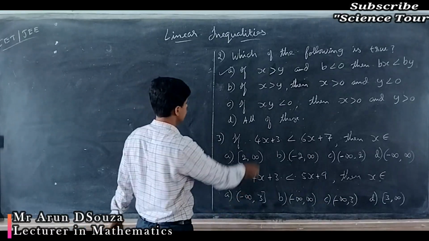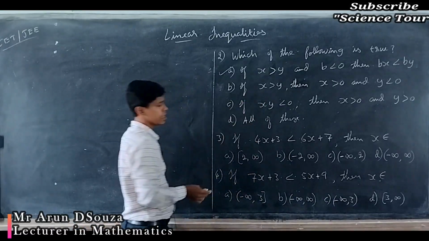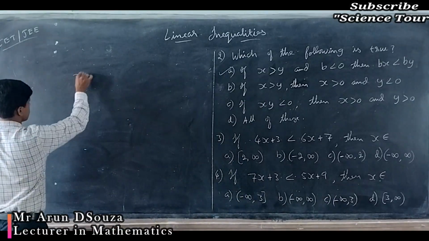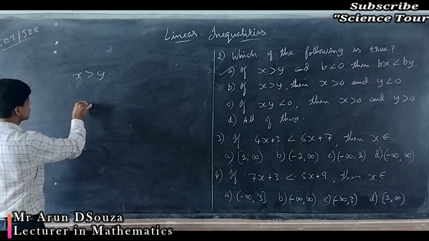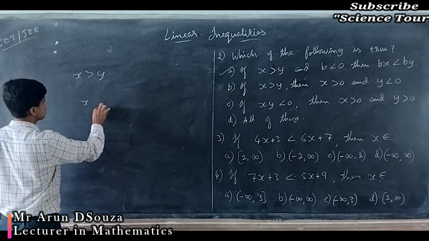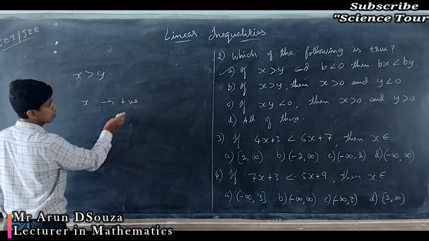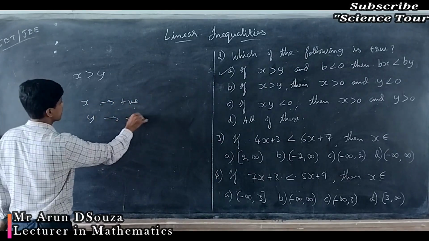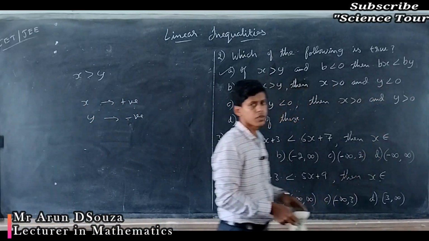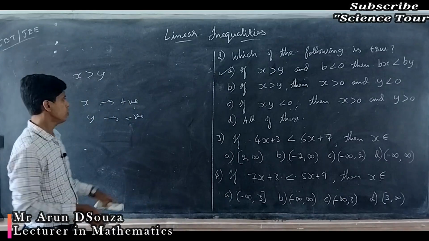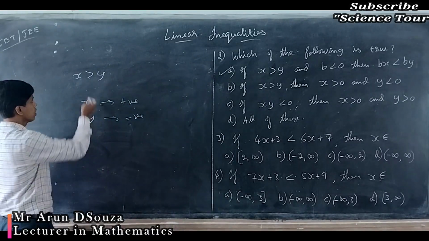In the second option, what do you see? X is greater than y, correct? Okay, fine, that is given. Now can you say that x is positive and y is negative? Okay, x is positive, y is negative. Can you say it? No, you cannot.